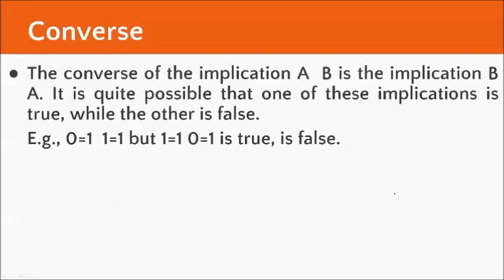So converse. The converse of the implication A implies B is the implication B implies A. It is quite possible that one of these implications is true while the other is false. So if 0 equals 1 then 1 equals 1 is true, but if 1 equals 1 then 0 equals 1 is false.